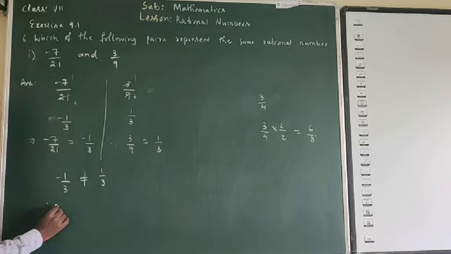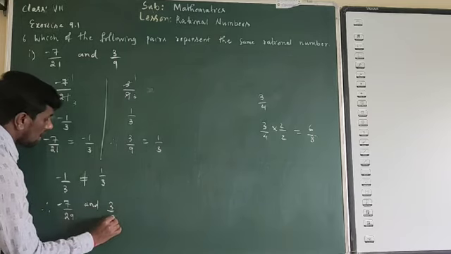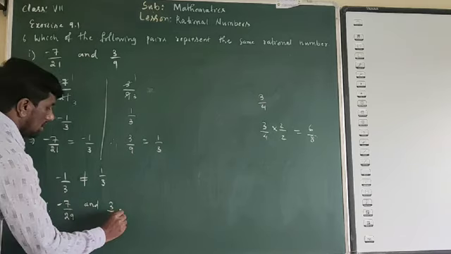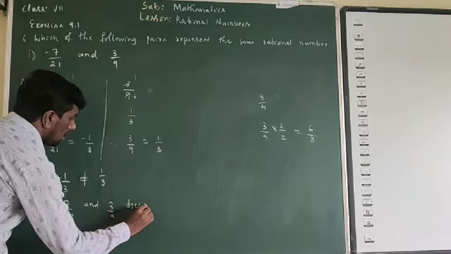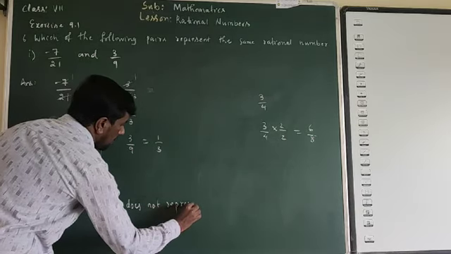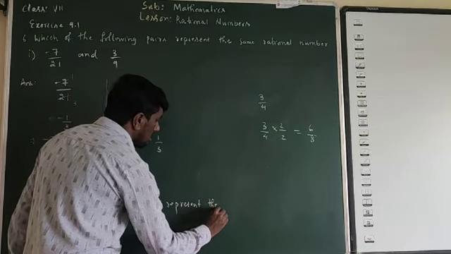Therefore, minus 7 by 21 and 3 by 9 do not represent the same rational number.